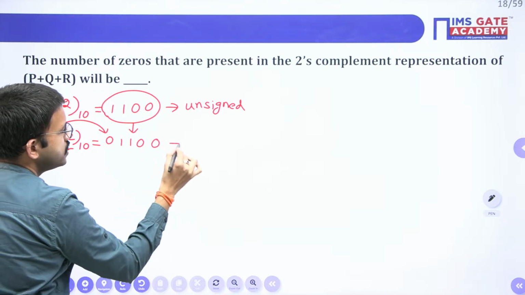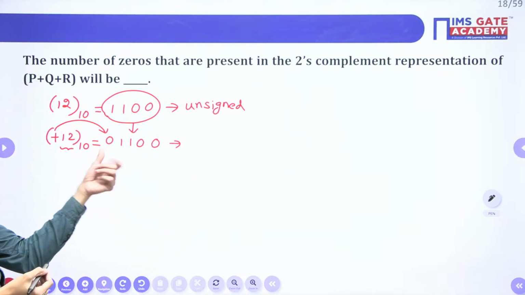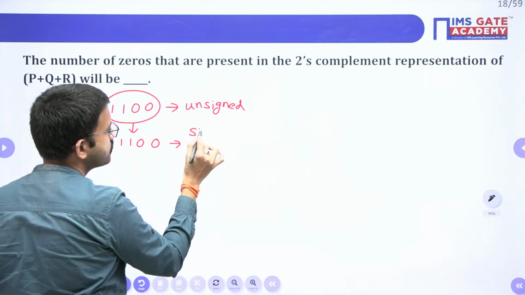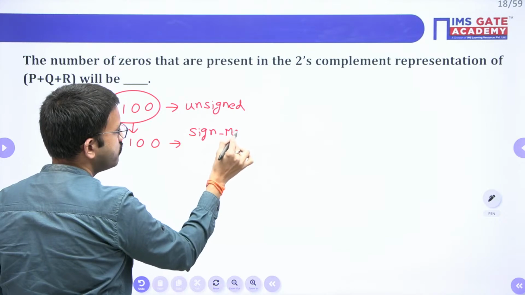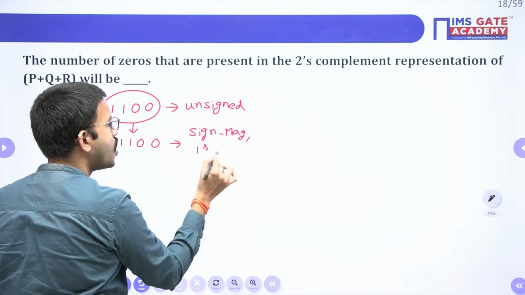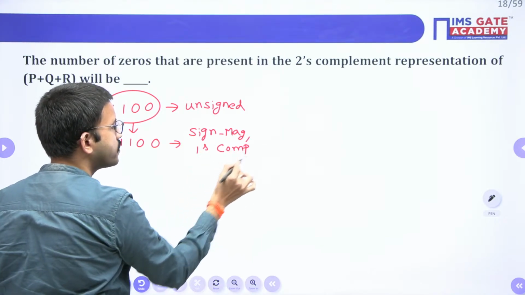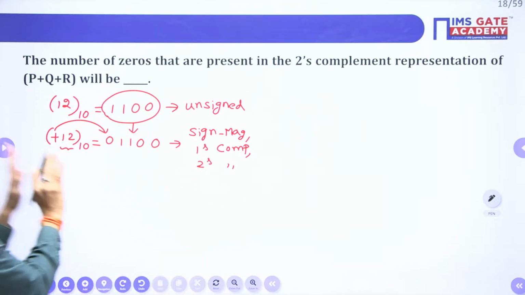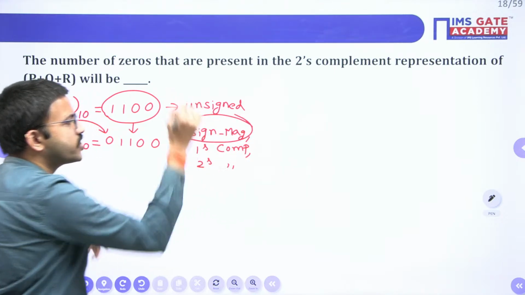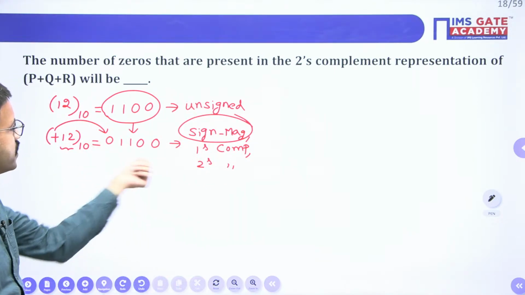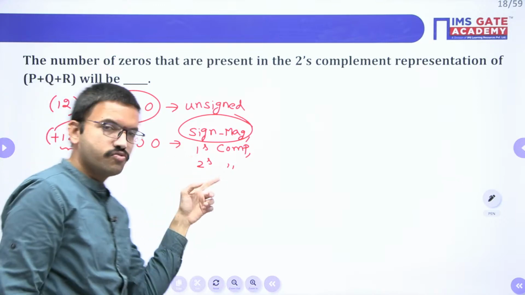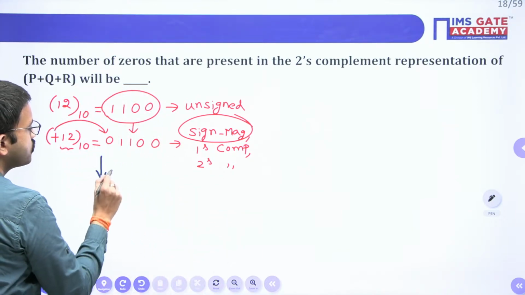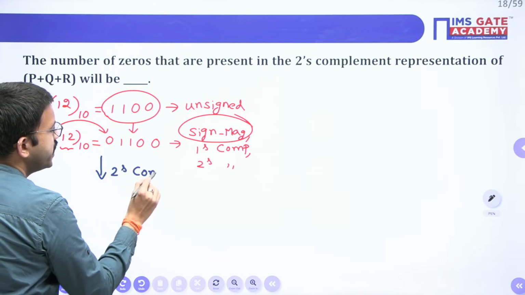So 01100 is nothing but plus 12 in sign magnitude form, 1's complement form, and 2's complement form. In all three forms, the same representation is valid for positive numbers. Now, if you apply 2's complement to this, you will get the negative number, -12.